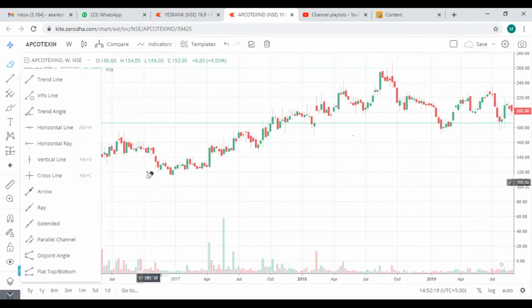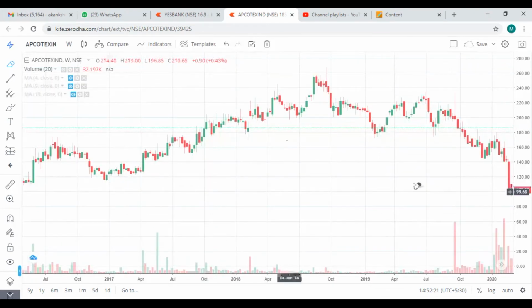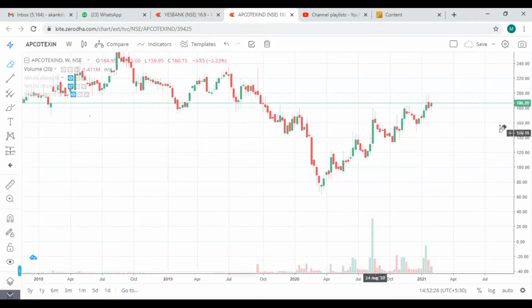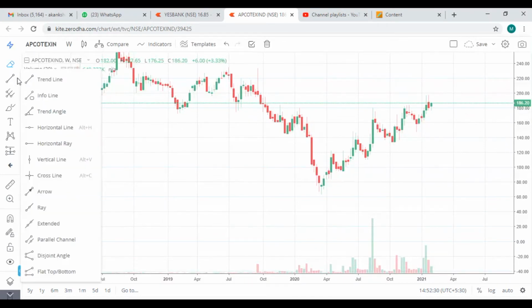Now again I'm going to show you the use of trend line. This is the current price, it is 186.20. So I'm taking the help of ray.